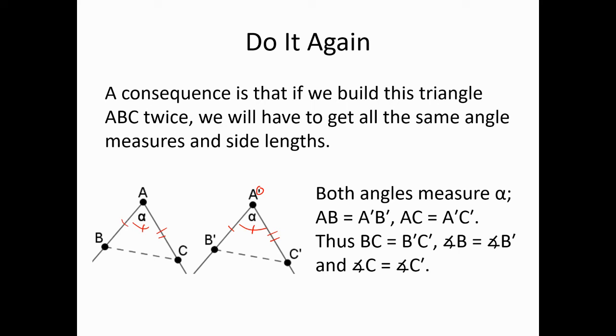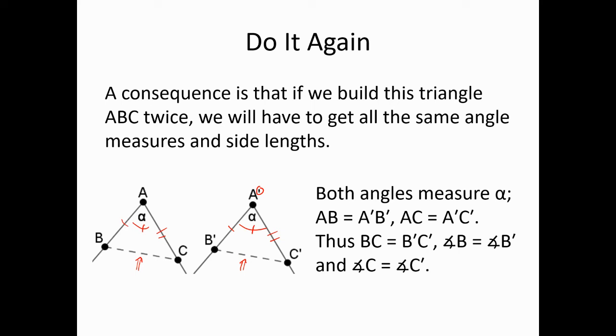Now, we agreed before that BC had to be fixed. That is, it couldn't have some range of possible values, right? It had to be one particular value. Well, if we do it again, we'll have to get that same value again, which means that the length of BC will have to end up the same as the length of B prime C prime. And likewise, the measure of angle B, whatever that was, the measure of angle B prime will have to be the same. And likewise, the measure of C will have to equal the measure of C prime.